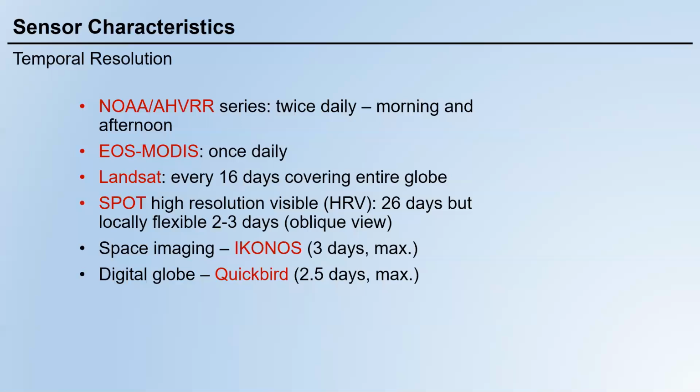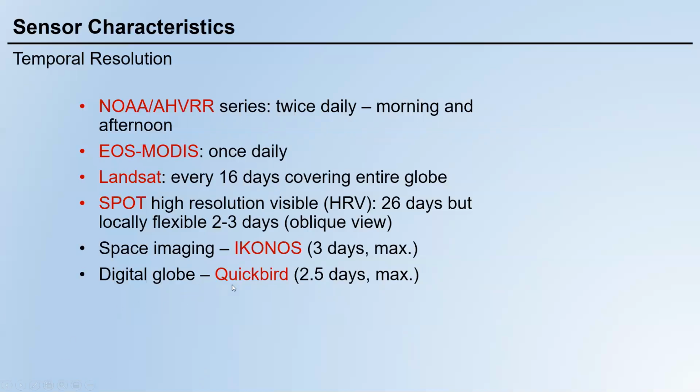Landsat is 16 days. Spot HRV is 26 days. But locally flexible, 2 to 3 days because it has two modes. I'm going to introduce this sensor family later in this course, okay? And the space imaging IKONOS, 3 days max. Space imaging and Digital Globe are company names. They are commercial satellite companies.